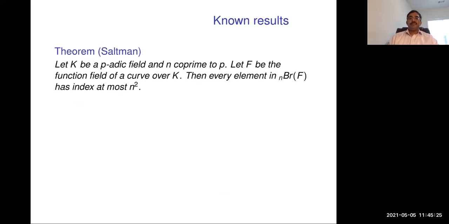Okay, so in this direction, the first theorem is due to Saltman. Let K be a periodic field and n co-prime to p. Let F be the function field of a curve over K. Then every element in the n-torsion group of F has index at most n squared. So this will show that this F is l-2 bounded, sorry, l-n bounded, in particular l-2 bounded for all primes l.